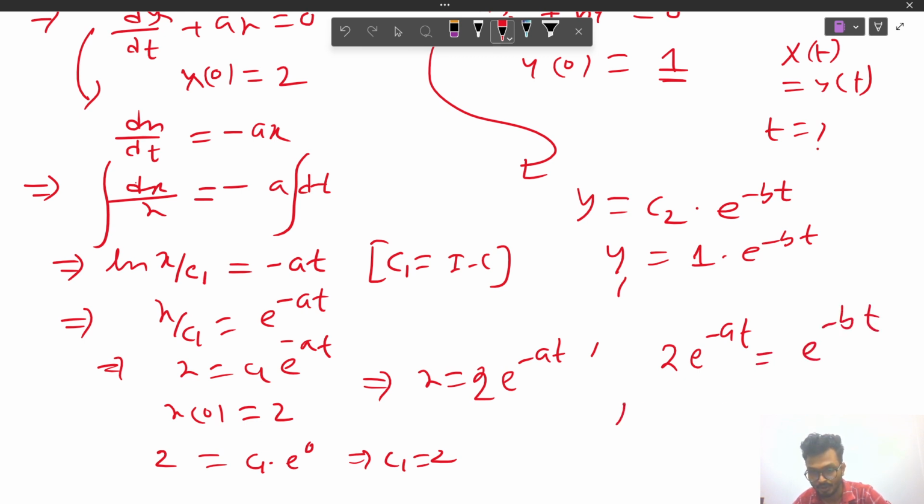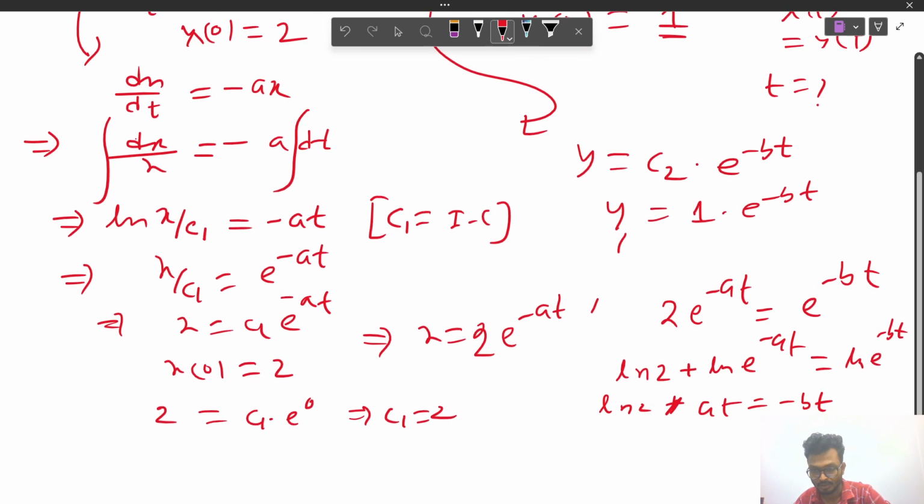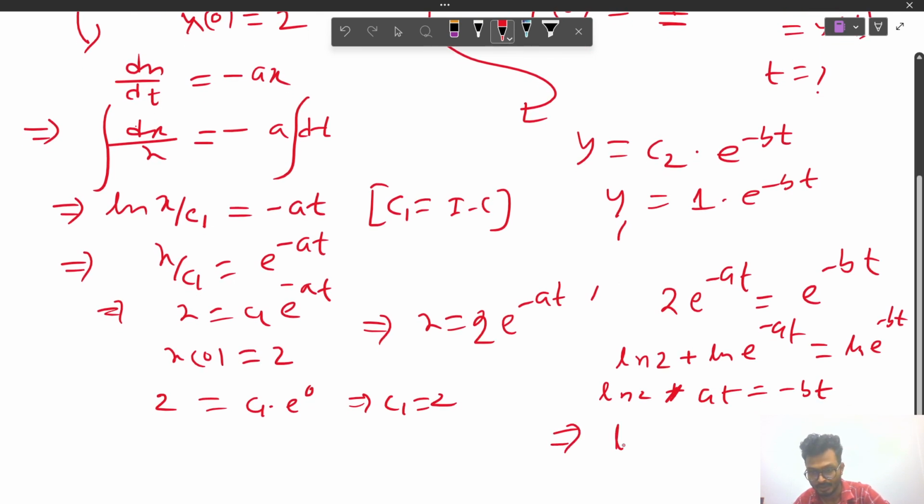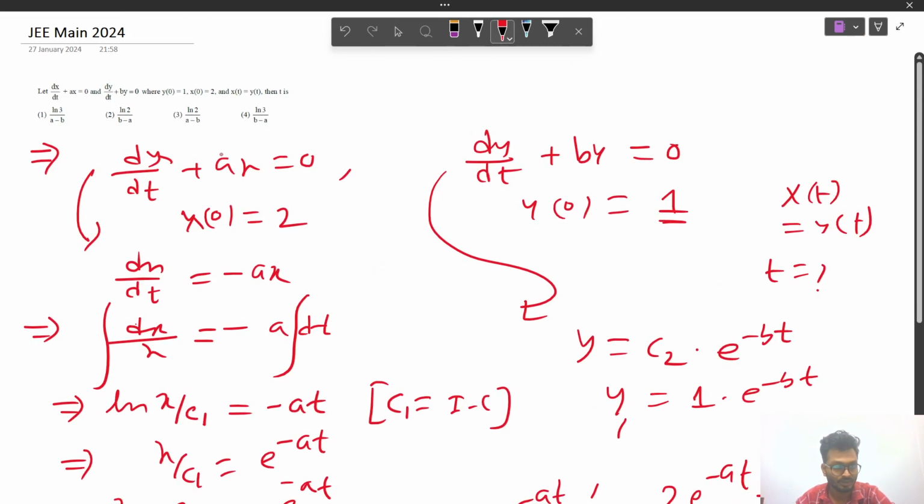So if we take log, what we get is ln2 plus ln e to the power minus at equals to ln e to the power minus bt. So this is ln2 minus at equals to minus bt. Now this implies that we get ln2 equals to t into a minus b. So t is ln2 divided by a minus b. So which option is correct? This third option is correct.